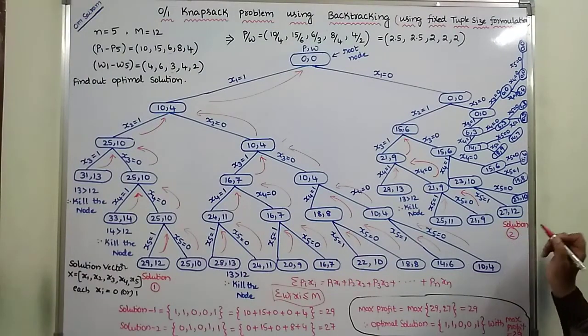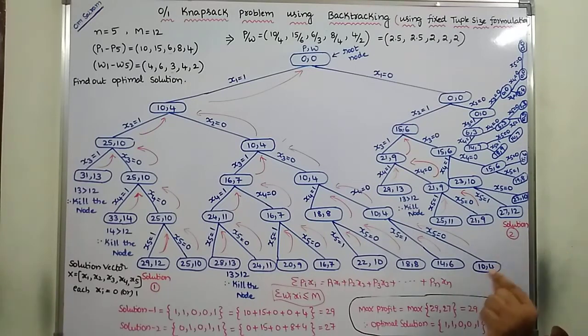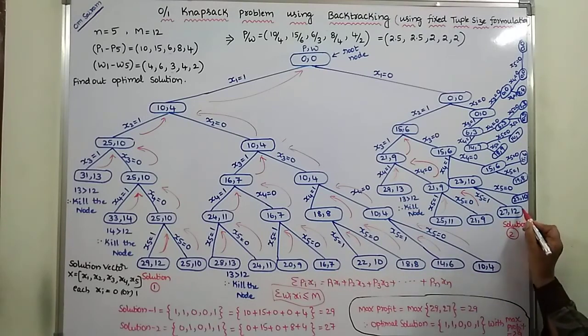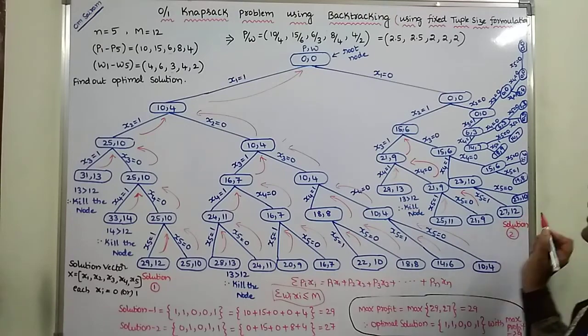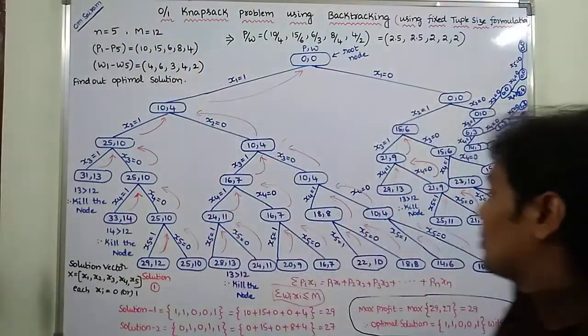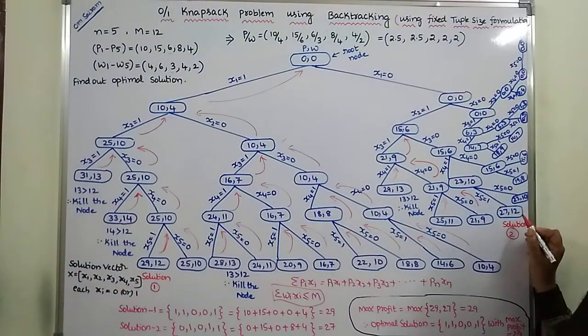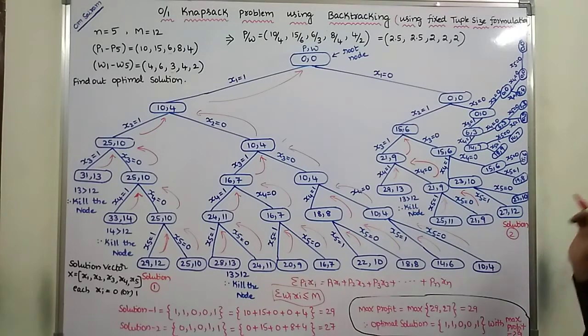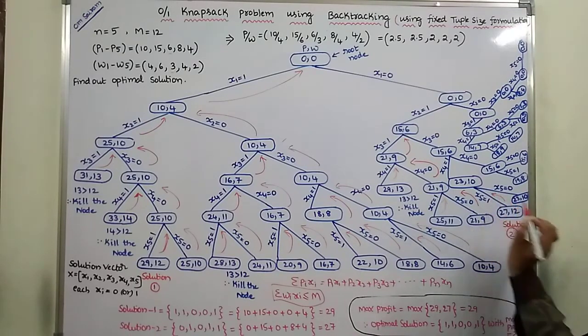When it becomes a solution, the sum of the weights of the objects that we have considered is equal to the capacity of the knapsack. Here the sum of the weights is 12 and the capacity of the knapsack is 12. So 12 is equal to 12. Now it becomes the solution. Here the profit is 27. Now it cannot be moved forward. Now again we have to backtrack.